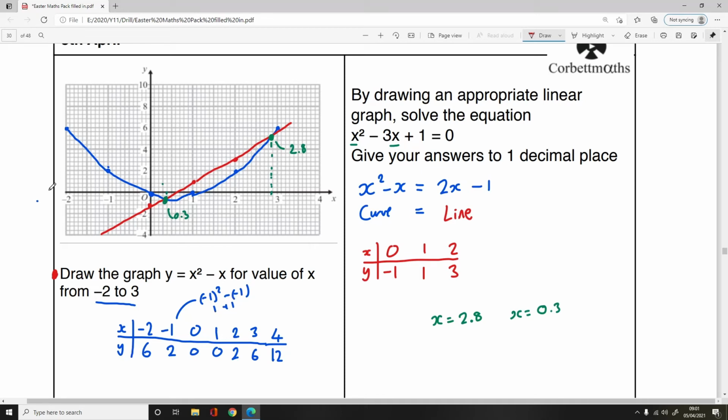So I drew my blue line. Remember, because it's a curve, it should be sketched smoothly. It shouldn't be dot to dot. And then this is the difficult bit. It says by drawing an appropriate linear graph, we want to solve this.